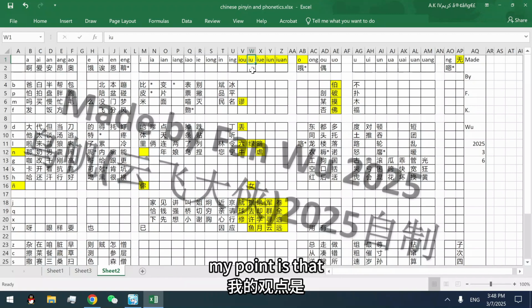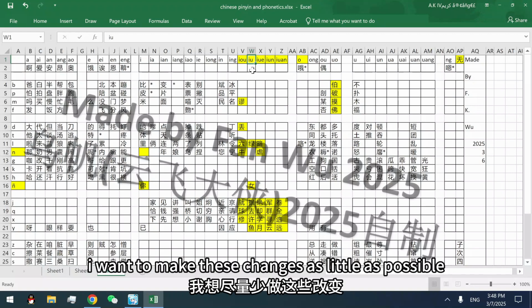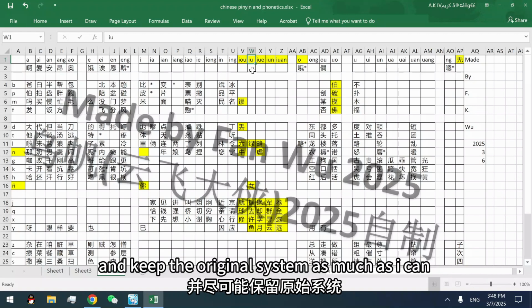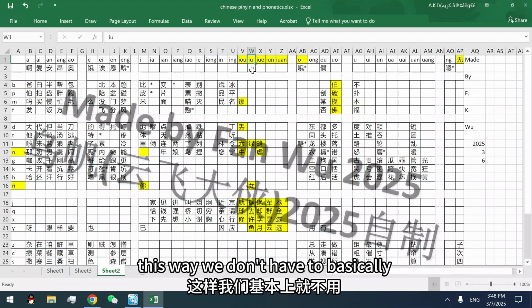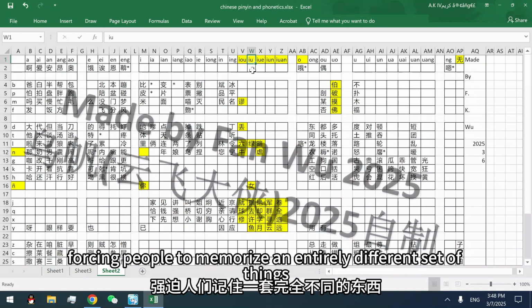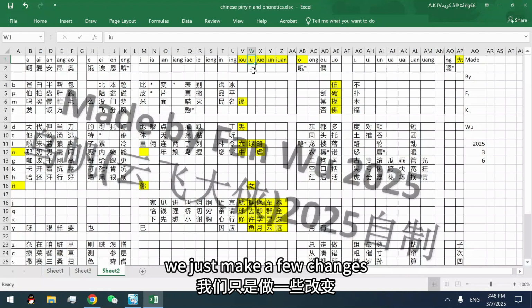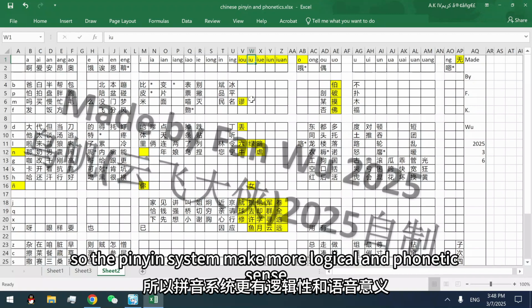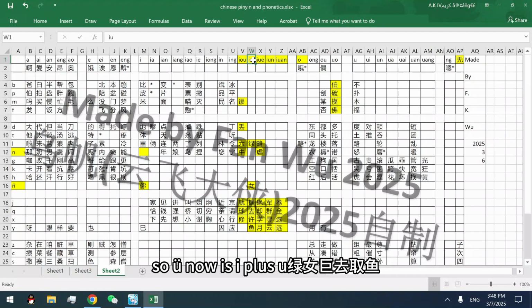Now, my point is that I want to make these changes as little as possible and keep the original system as much as I can. This way we don't have to reinvent something completely, forcing people to memorize an entirely different set of things. We just make a few changes so the Pinyin system makes more logical and phonetic sense. So yu now is I plus u.